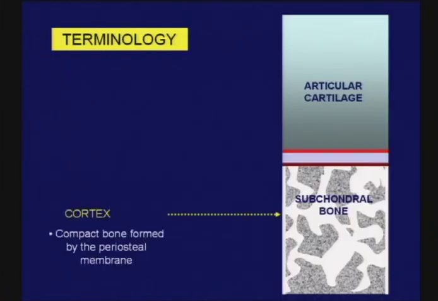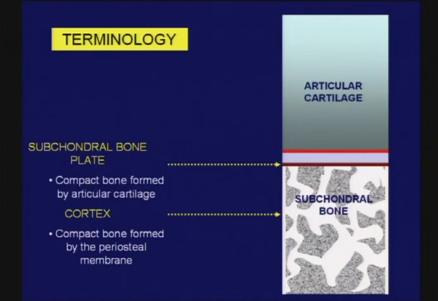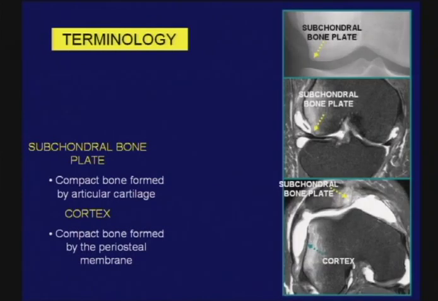One other point about terminology, and this is a real sticking point, but it is a very important point. A cortex is defined as compact bone formed by the periosteal membrane, intramembranous bone formation. That's a cortex, okay? This is not a cortex. It is compact bone, but it is formed by articular cartilage. That is called a subchondral bone plate. So when it is depressed, it is not depression of the cortex. It is depression of the subchondral bone plate, compact bone. And this takes on clinical meaning.